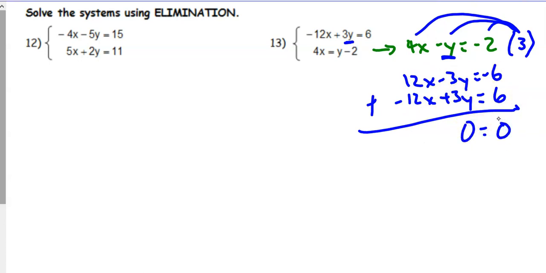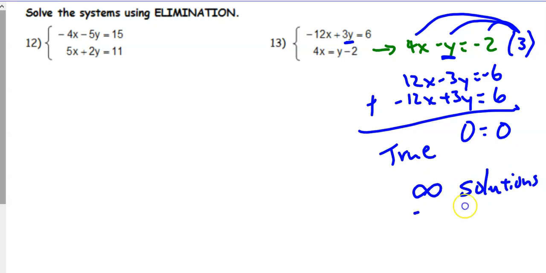Well, think back to when we were solving just a single equation. Is this true? Yes, it is. What was our answer when we had true? Well, it was many solutions. This is going to be infinite solutions. If it was false, it was no solution.